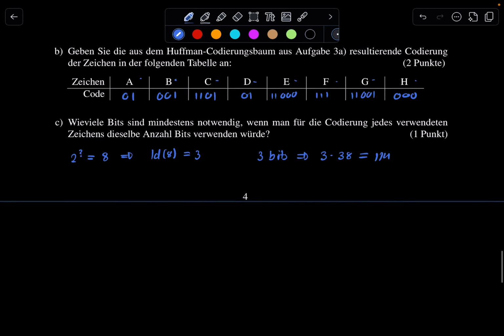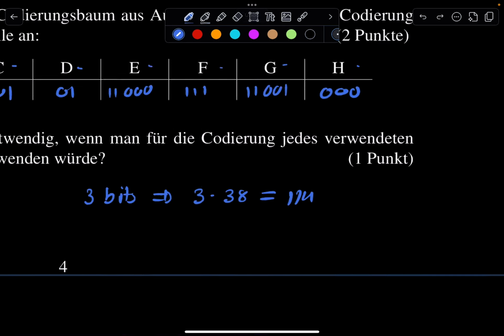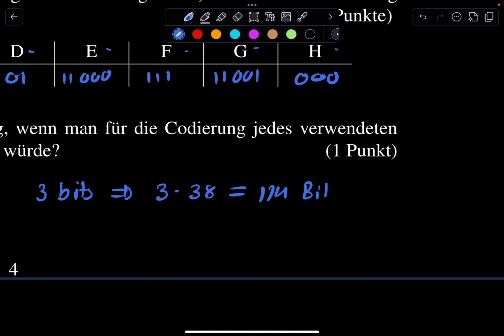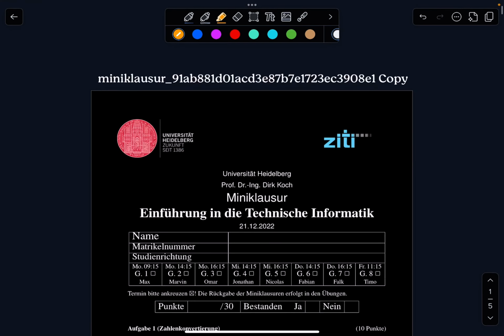So in this case, wie viele Bits sind mindestens notwendig, wenn man für die Kodierung jedes verwendeten Zeichens dieselbe Anzahl Bits verwendet würde? In this case, it's going to be 114 bits. And that's it. This is pretty much how you solve this Miniklausur.